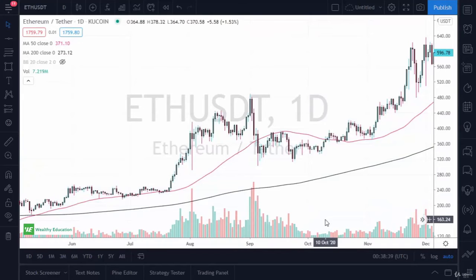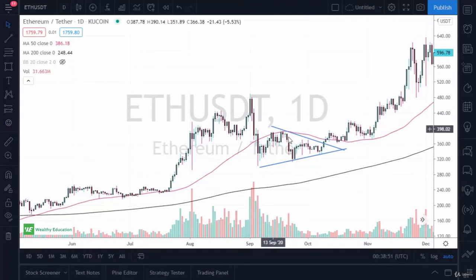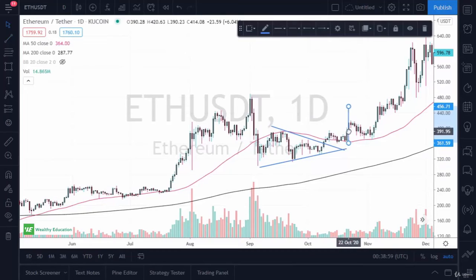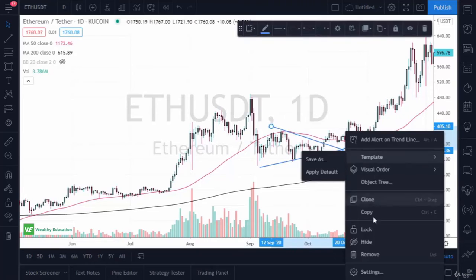You can also see a bit of a triangle. That triangle gets broken to the upside. The measured move is for the height of the triangle, as you know. And we clearly got that. You can see we kind of paused for a minute and then took off again. So good stuff there.